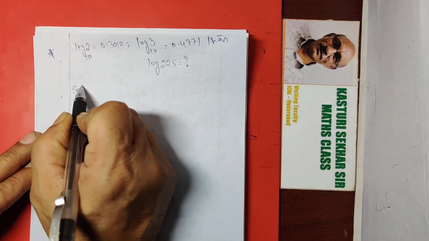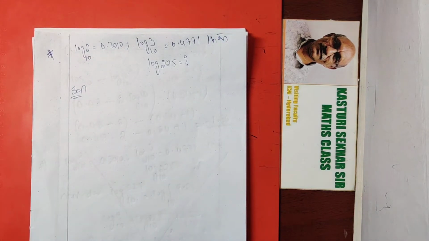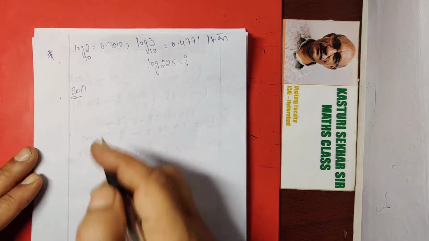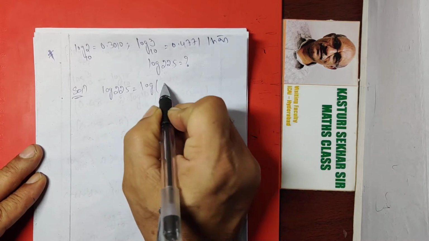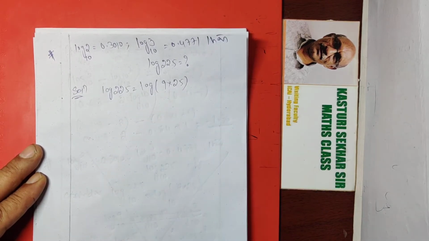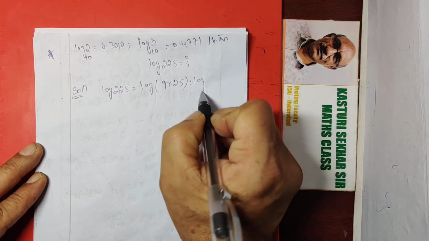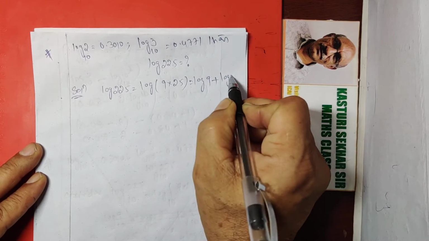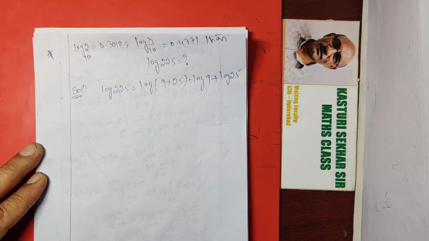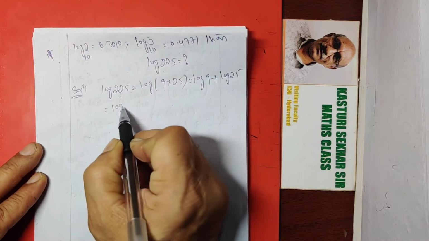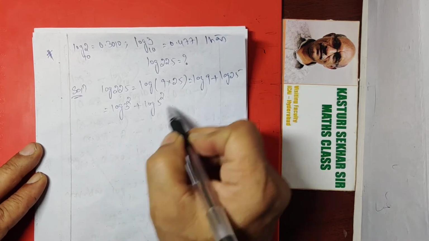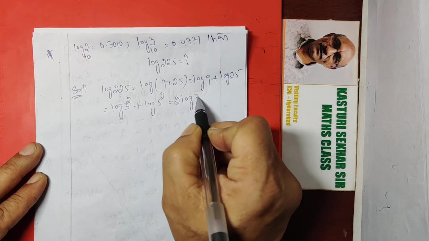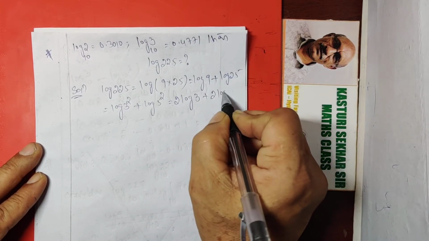See the solution, sir. Log 225 can be written as log 9 into 25, which is log 9 plus log 25. Log 9 can be written as 3 square, and log 25 can be written as 5 square. This is equal to 2 log 3 plus 2 log 5.